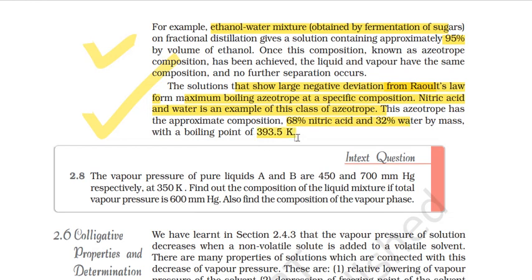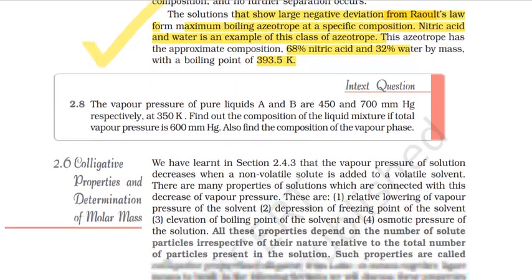And let me tell you, so many questions have been asked from this line only. How much percent nitric acid, how much percent water? What is the example of minimum boiling azeotrope? What is the example of maximum boiling azeotrope? Fine. What is now an azeotrope? Basically nothing but a solution of two liquids whose composition will remain the same in the vapor phase and in the liquid phase. Moving on to the next very important topic, that is colligative properties.